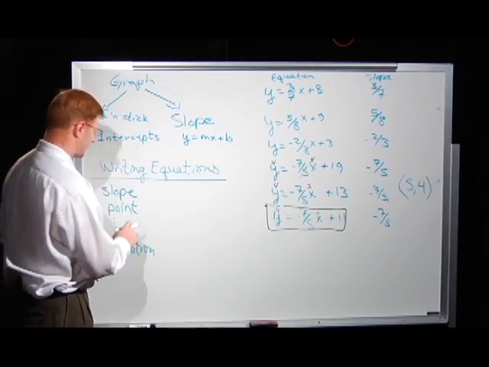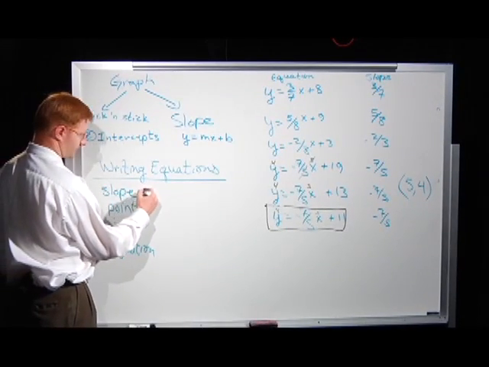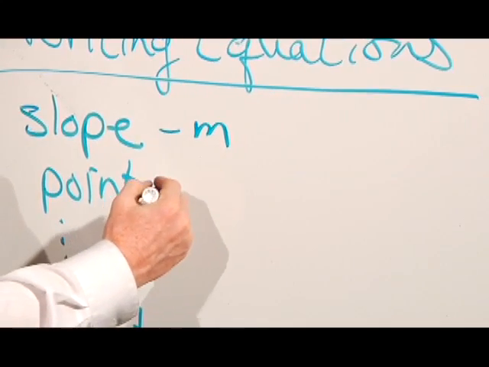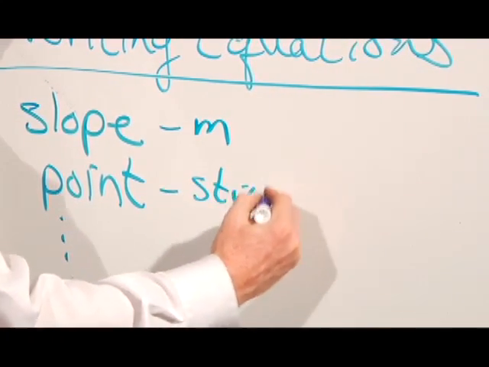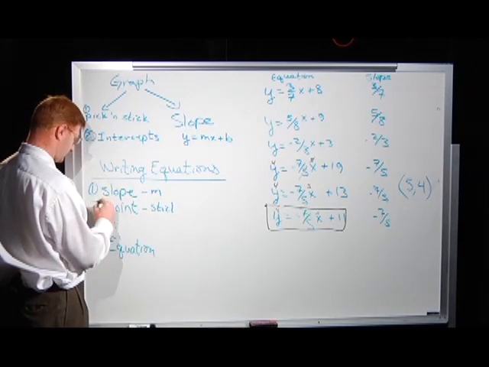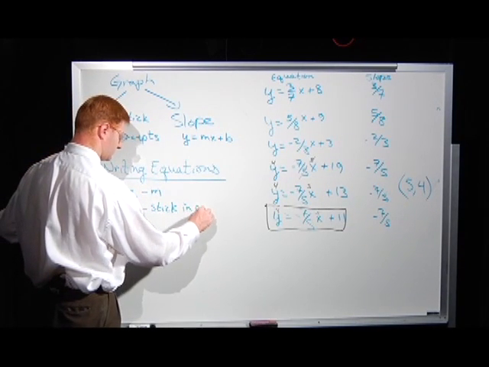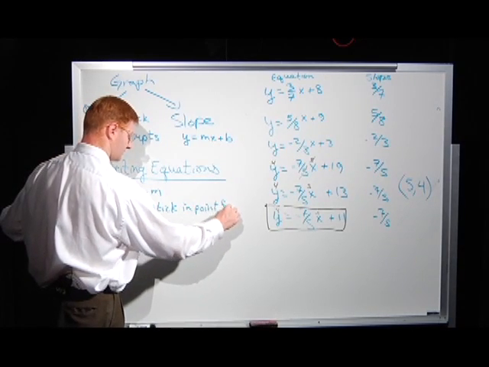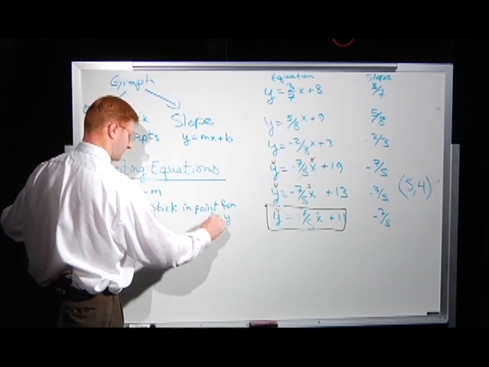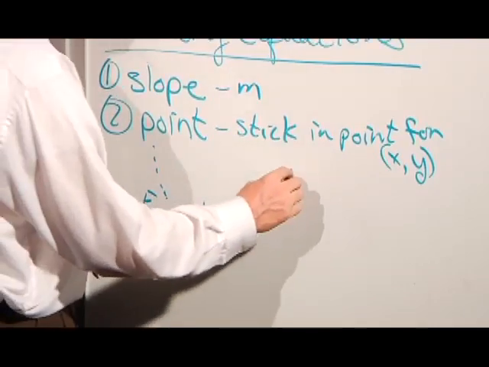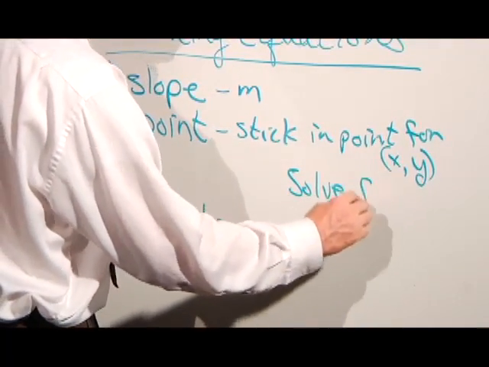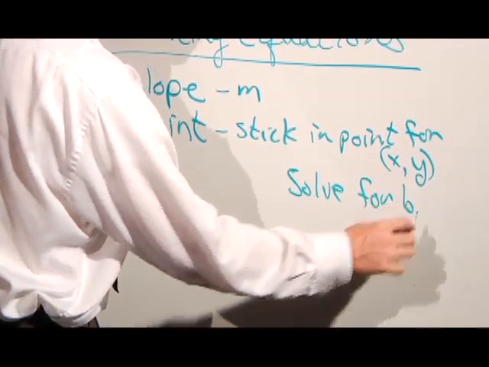Now, in that case, slope goes in for m. That's kind of the first step. Second step, you stick in the point for x and y, and solve for b.